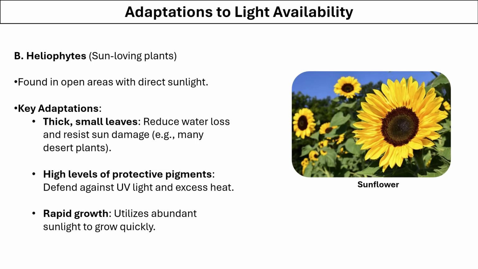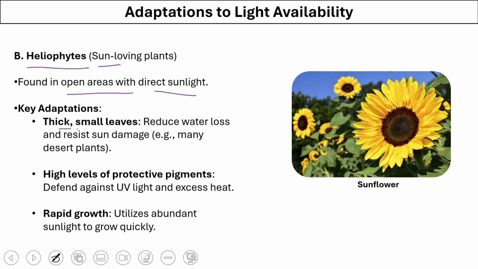Another adaptation to light condition is the heliophyte plants. Heliophyte plants are the sun-loving plants. They are found in open areas with direct sunlight. They usually have very thick and small leaves because they want to reduce the water loss as they are present in the exposed sunlight, and they also want to resist the damage due to sunlight.